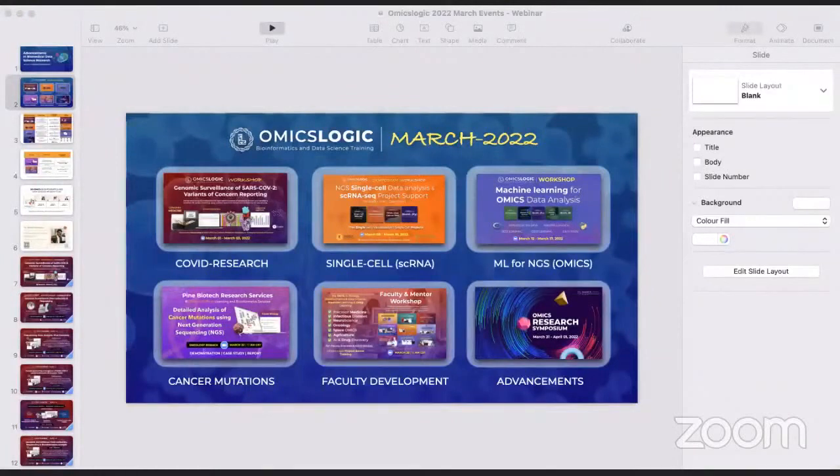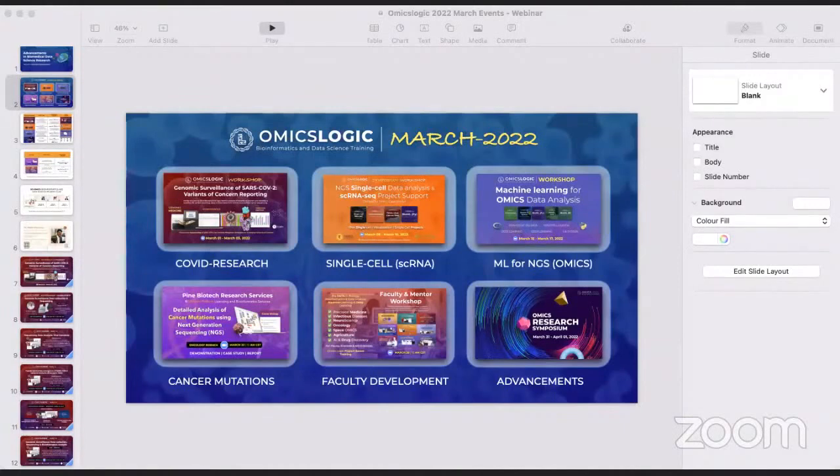We are going to start with COVID research, genomic surveillance of SARS-CoV-2 variants of concern and its reporting using R script and the T-bioinfo platform analysis. After that, the next week, we will be doing NGS single cell data analysis and single cell RNA projects. That would be about demonstrating and looking at some of the projects that are there, as well as some of the research opportunities that one could think of through the publicly available data sets.